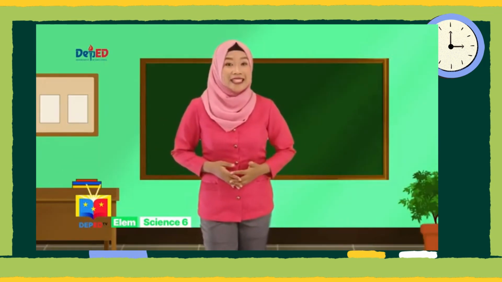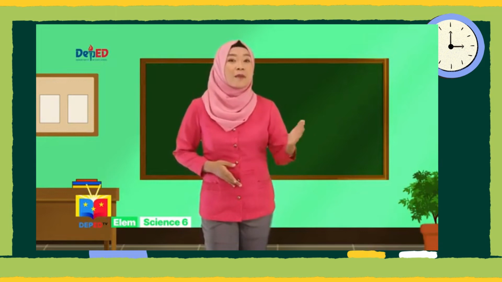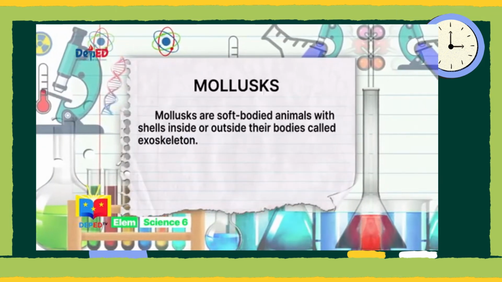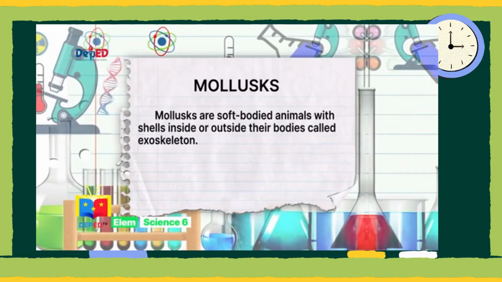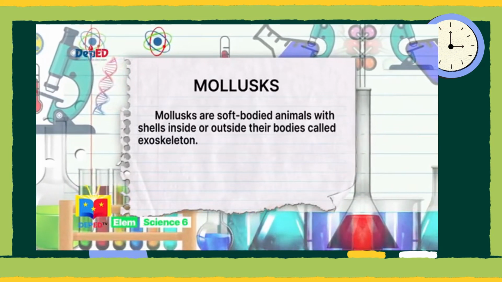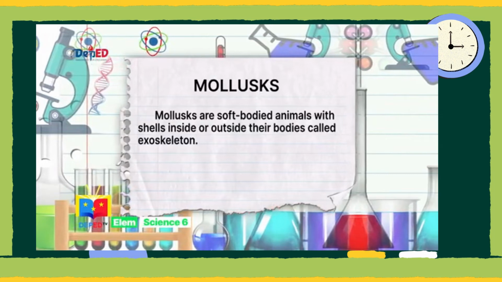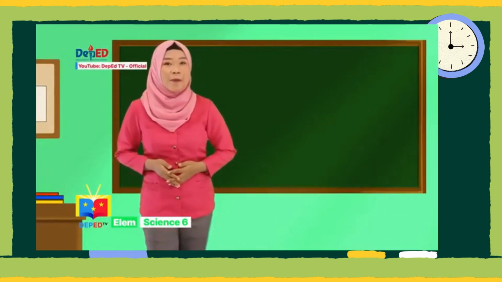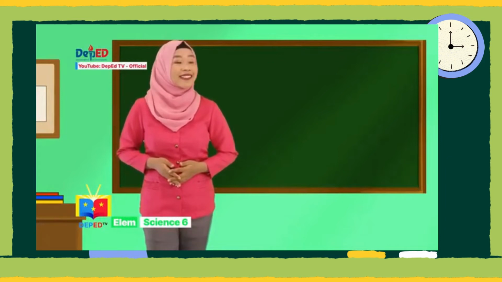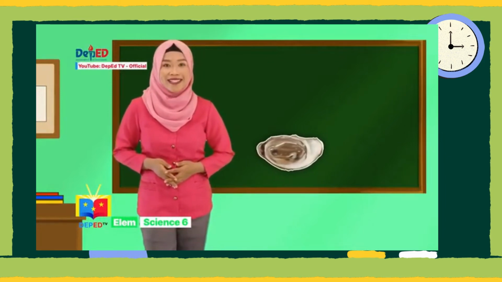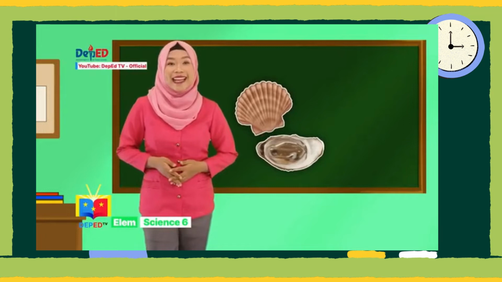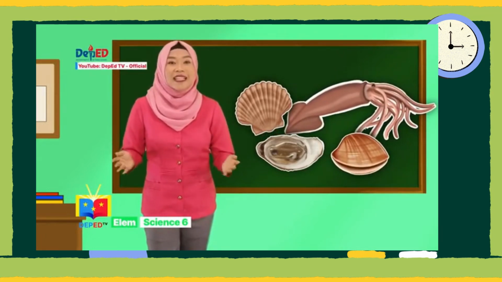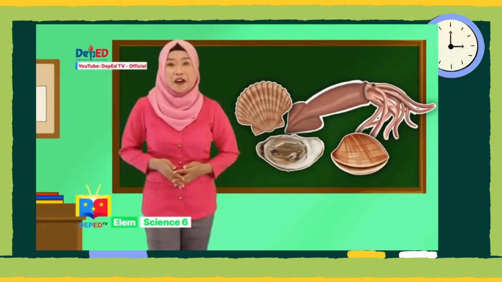Science-minded learners, it's time to know more about the mollusks. Mollusks are soft-bodied animals with shells inside or outside their bodies, called exoskeleton. Science-minded learners, here are the examples of mollusks: oysters, scallops, clams, and squids. Now, let's learn more about the poriferans.